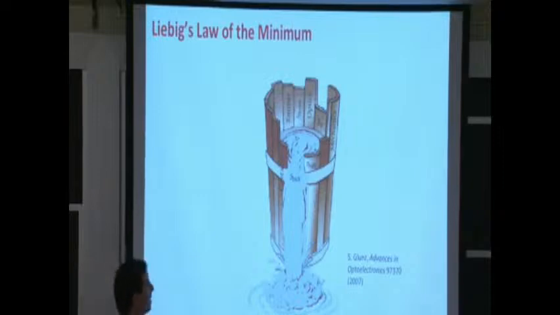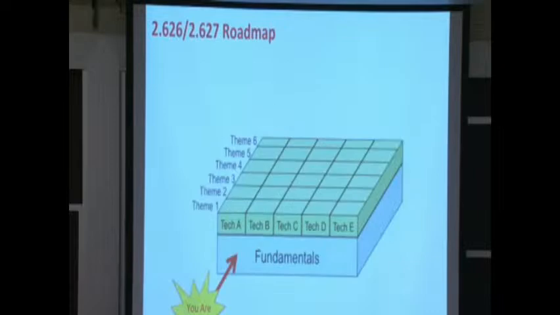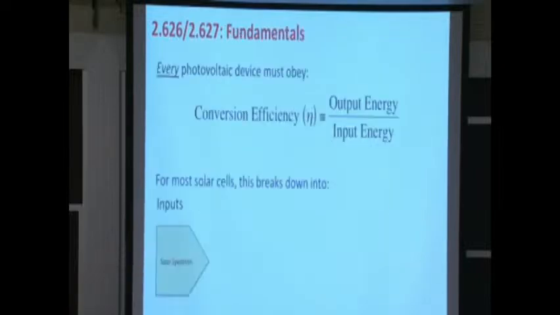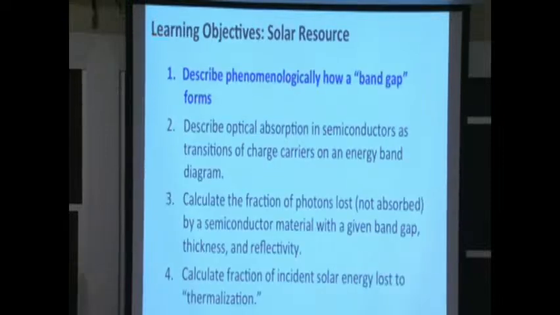So the art of making a high efficiency solar cell is really understanding everything that goes into the physical processes, but also the devices. And that's why we break it down like this. We have the physical processes, and finally we get into some of the devices and the architectures and the manufacturing methods. So learning objectives today.